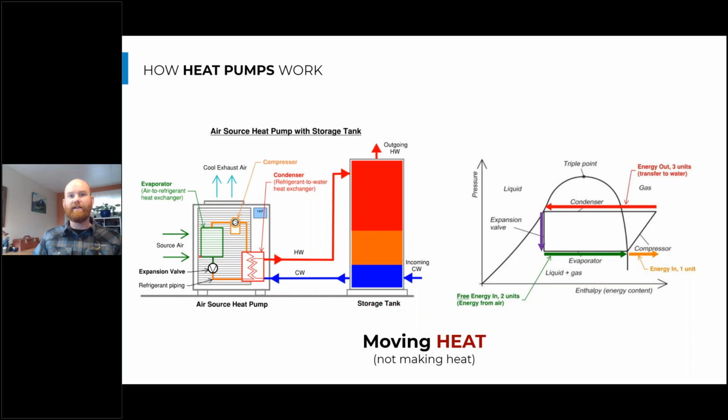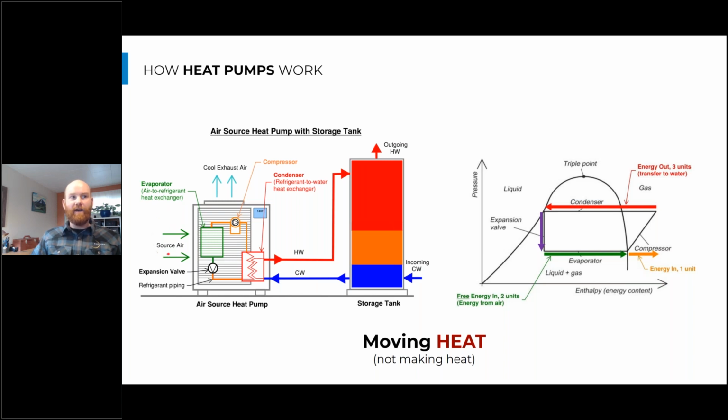And the evaporator is an air to refrigerant heat exchanger when we're talking about air source heat pumps. If we're talking about water source, then it's going to be a water to refrigerant heat exchanger. But today we're focused on air source heat pumps because they're most commonly available and more readily available in a plug and play application like we're looking for in these commercial multifamily buildings.